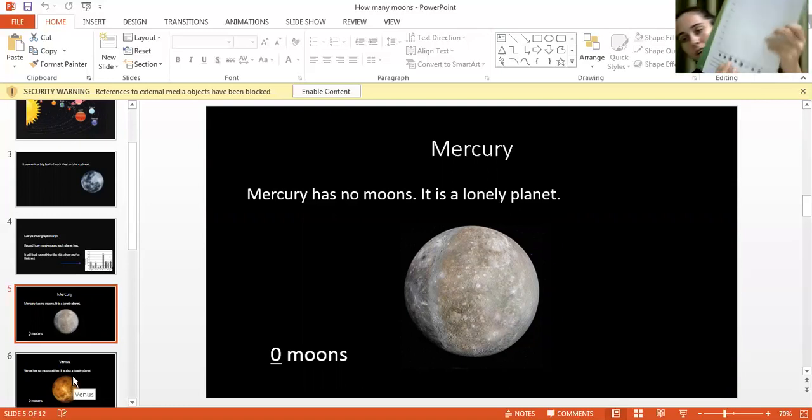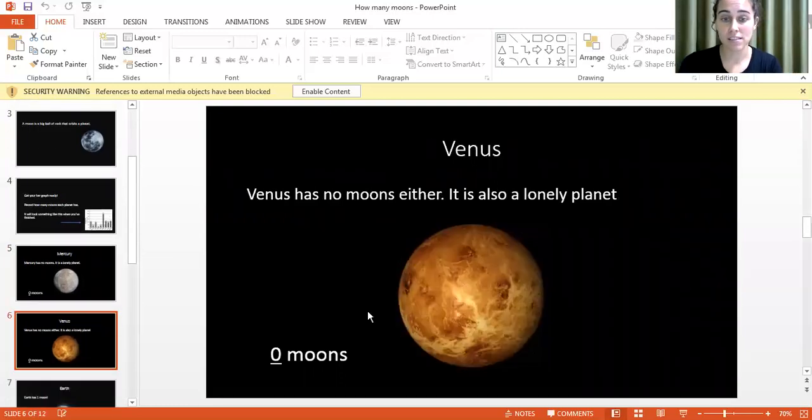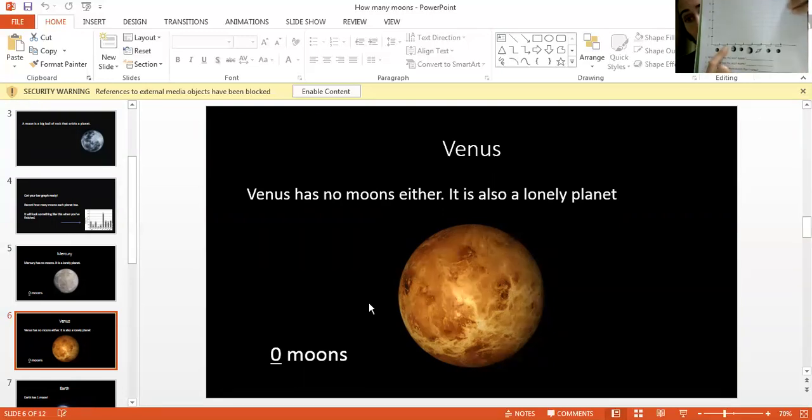So if we look on the graph, 0 is at the bottom line here. So we don't have to record anything. Next comes Venus. Venus also has no moons. It's lonely because moons are like our friends. And if it has no moons, we don't write anything.